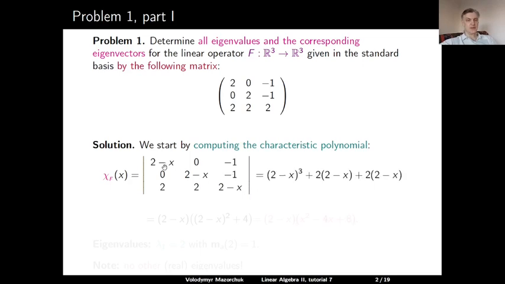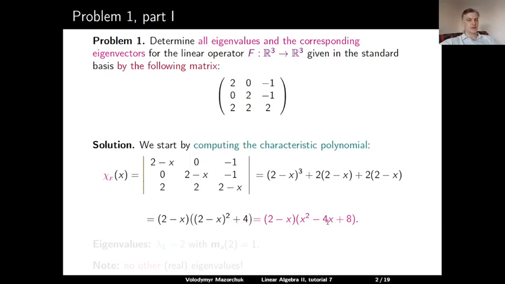So this is equal to (2 - x)^3 plus 0, minus 1 times (2 - x), so plus 2 times (2 - x), plus 0, and again minus 1 times (2 - x), plus 2 times (2 - x) one more time. So put together we can take out 2 - x, and we will get (2 - x) times ((2 - x)^2 + 4). So this quadratic polynomial is equal to x^2 - 4x + 8.